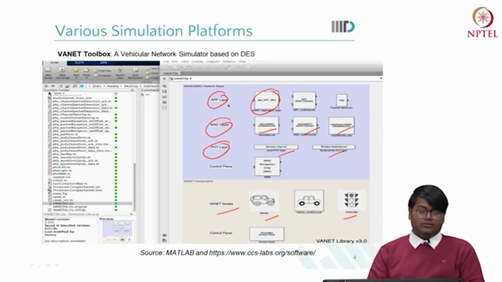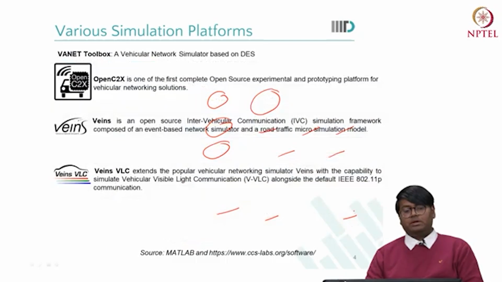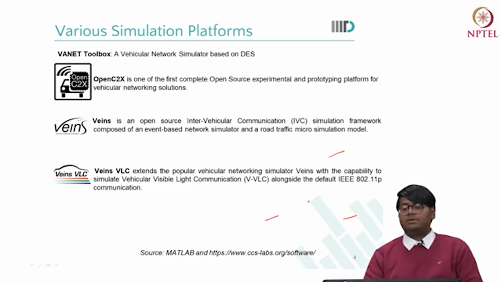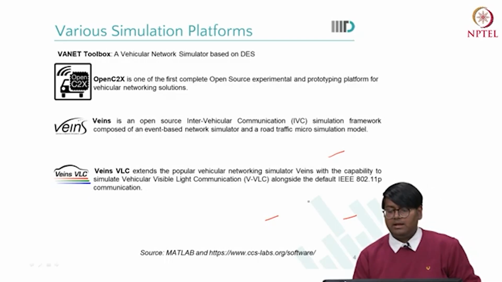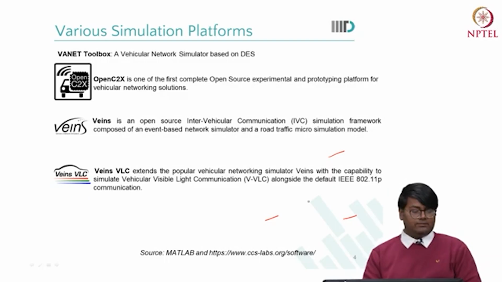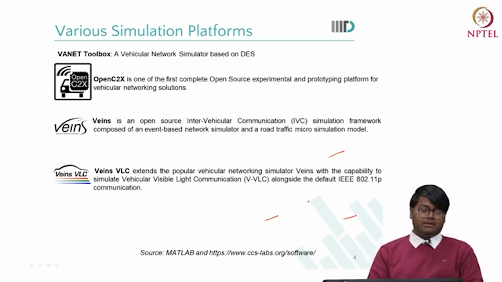Now let us see a few other vehicular network simulation platforms. We have OpenC2X, which is one of the first complete open source experimental and prototyping platforms for vehicular network solutions. Then we have Veins software. This Veins is an open source inter-vehicular communication simulation framework which is composed of an event-based network simulator and a road traffic micro simulation model.